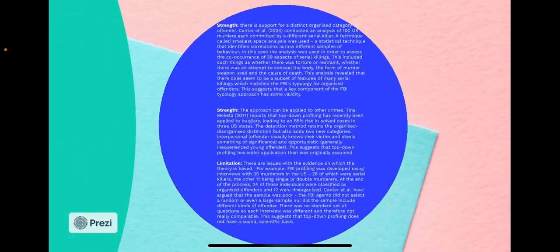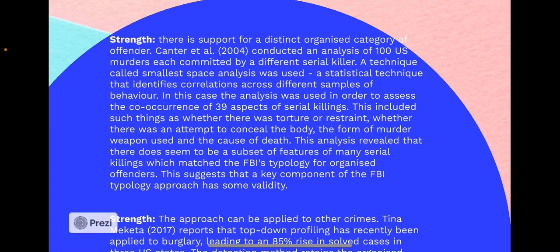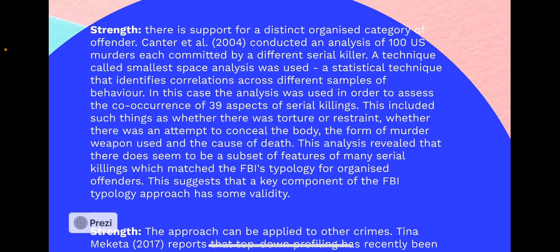Then we have evaluation. So, strength. There's support for a distinct organised category of offender. So, Canter conducted analysis of 100 US murders committed by different serial killers, and used smallest space analysis where they identify correlations across samples of behaviour, and they use this to assess the co-occurrence of 39 aspects of serial killings, so things such as whether there was torture or restraint, whether there was an attempt to conceal the body, the form of murder weapon, and the cause of death.